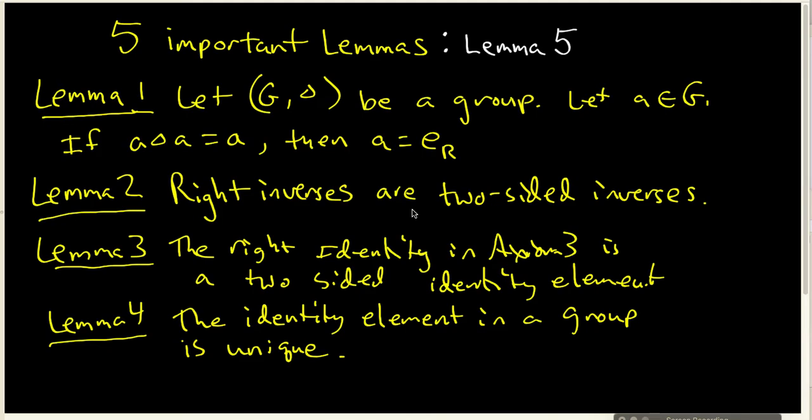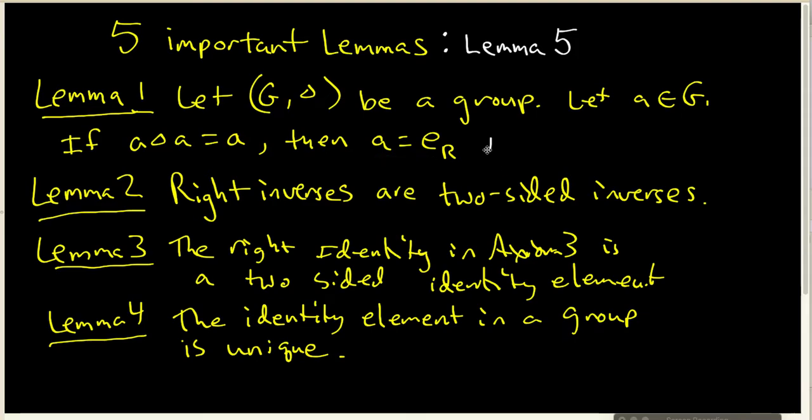In this video, we're going to look at the last of our 5 important lemmas. To start with, again, I want to go back through the lemmas that we have already proven. Lemma 1 said that if we have a group G and A is any element of G, and A triangled with itself is equal to A, then A is the right identity element of the group. The second lemma said that right inverses are two-sided inverses.